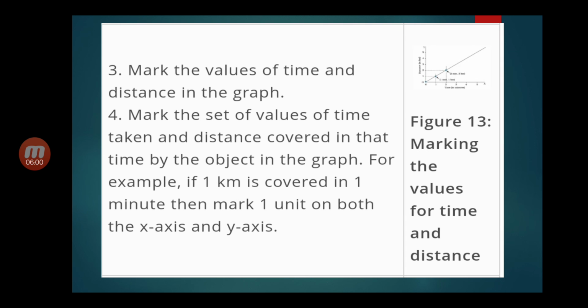Now mark the values of time and distance in the graph. Mark the set of values of time taken and distance covered in that time by the object in the graph. For example, if 1 kilometer is covered in 1 minute, then mark 1 unit on both the x-axis and y-axis.